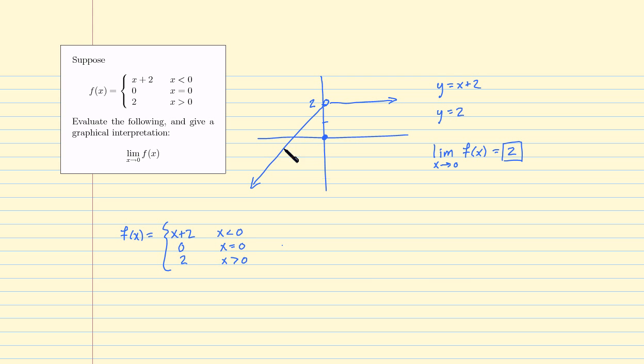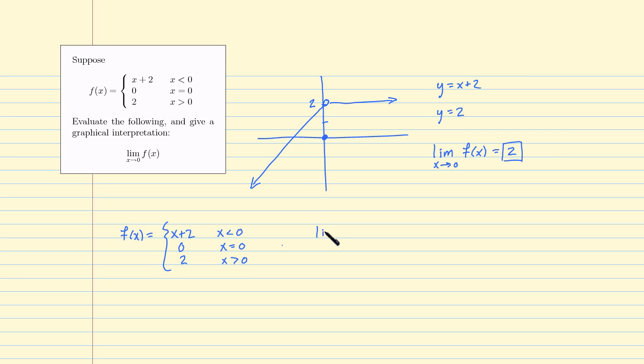Just as visually, I looked at this function and said, well, what's this guy doing as I come in from the left? As my x values get closer and closer to 0, but just from the left, what's happening to the heights of my function? And as x approaches 0 from the right, what's happening to the heights of my function? I can ask those same two questions algebraically. Okay? I can limit my attention to only x values approaching 0 from the left.